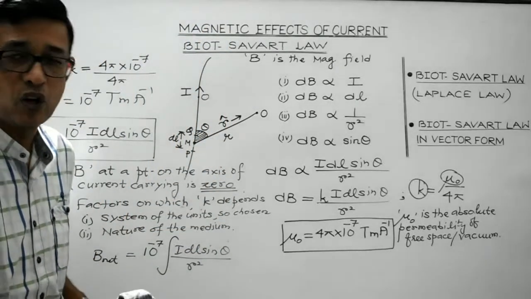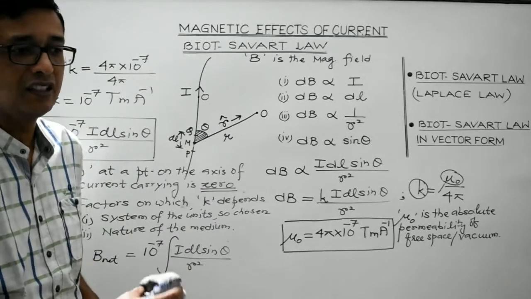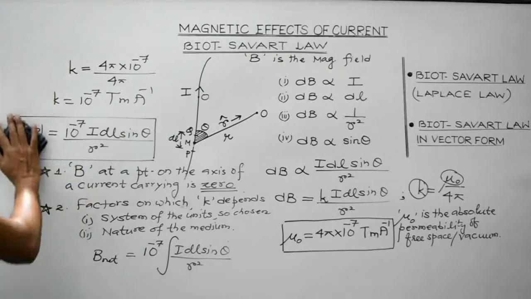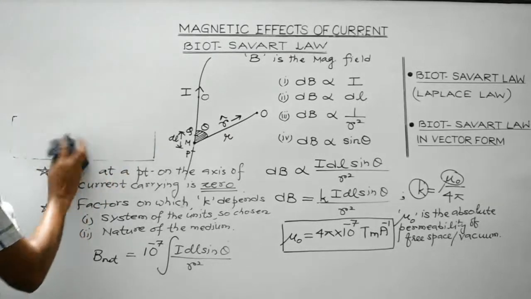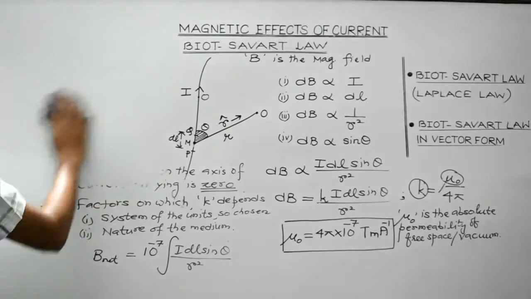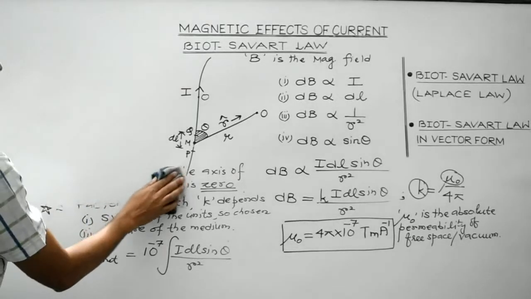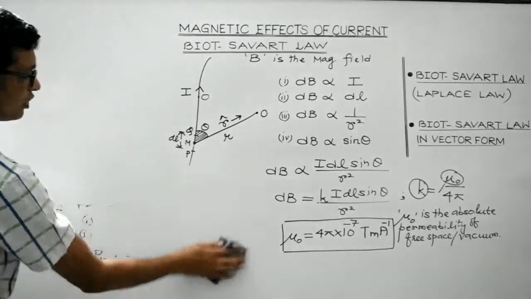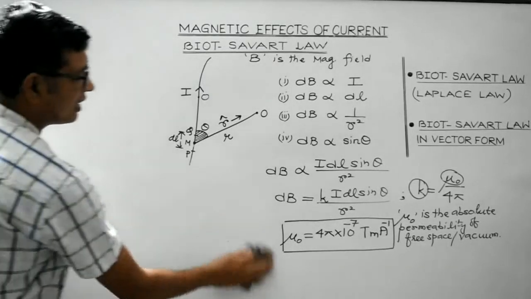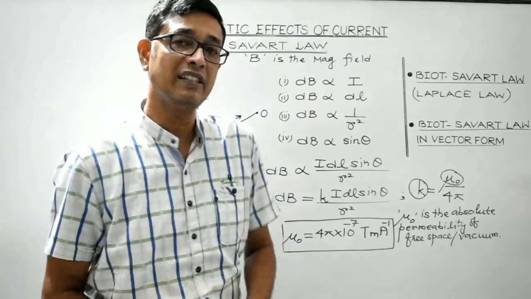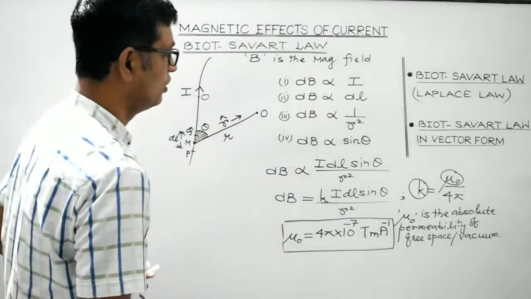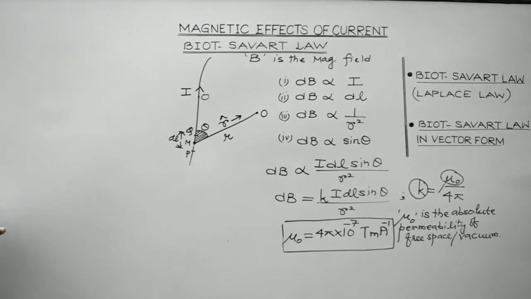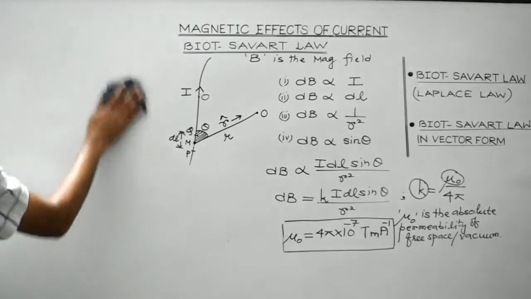How to integrate it, what will be the limits, that we'll discuss under the topic applications of Biot Savart Law, right? Okay, now we will try to represent Biot Savart Law in the vector form. And the importance of writing Biot Savart Law in the vector form would be that we'll be able to understand the direction of the magnetic field at point O. So let's try to represent Biot Savart Law in vector form.